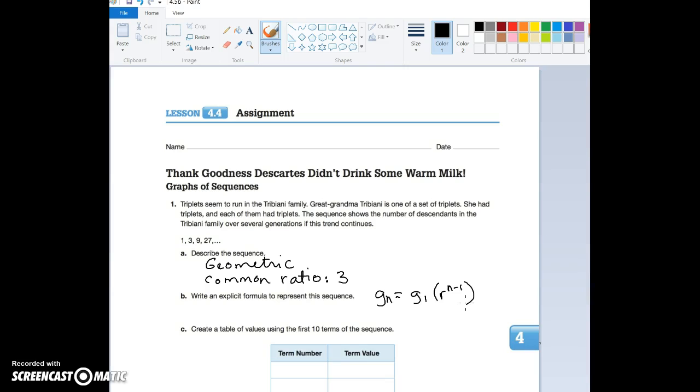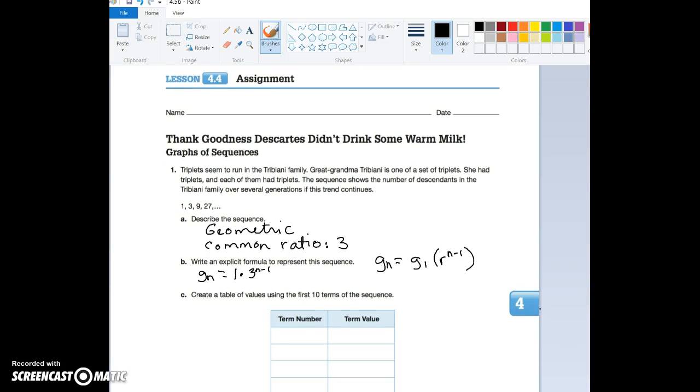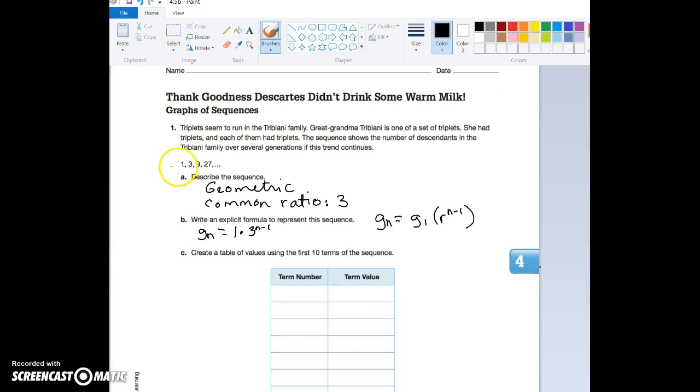All right, so let's go ahead and do this. G sub n equals my first term, which is 1, times my common ratio, which is 3, to the n minus 1 power. All right? Let's see if that works. If we put our first term in, term 1, if we were trying to find G sub n, we would do 1 times 3 to the 1 minus 1 power.